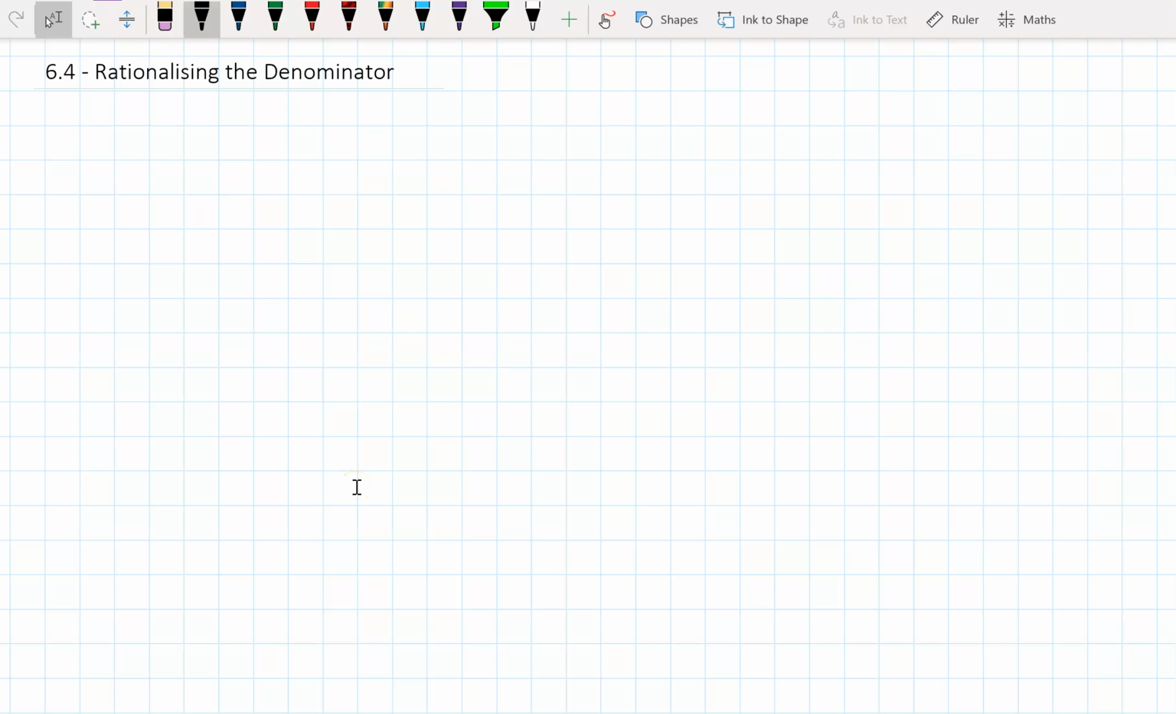Okay, we said in the previous video that a rational number means a number that can be written as a fraction. Now, when we have fractions in general, we don't like to have square roots in the denominator. It's messy. You can't really do a lot with them if there's a square root in the denominator. So we do prefer to have a rational denominator, which means that there's no square roots.